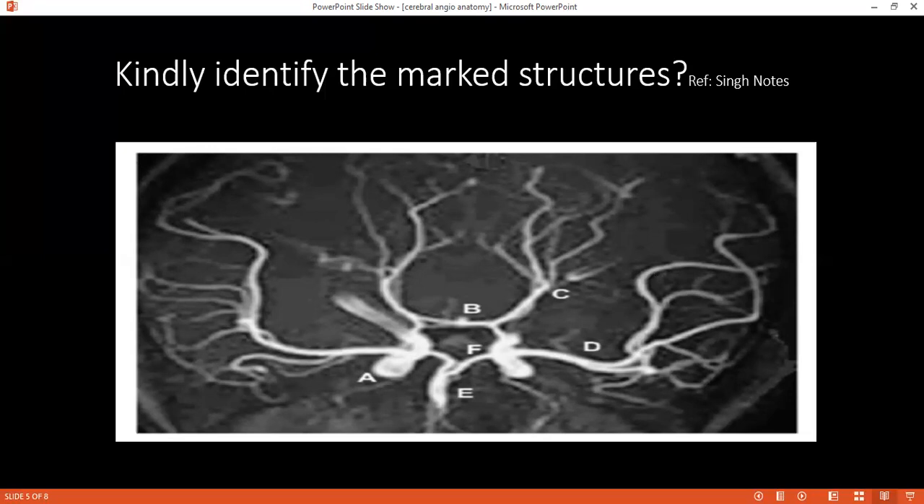What about in subarachnoid hemorrhage? Yes, also in subarachnoid hemorrhage, when you suspect it. Can you please now identify the structures? A is internal carotid artery. B is anterior communicating artery. C is anterior cerebral artery. D is middle cerebral artery. E is basilar artery, and F is posterior communicating artery. Okay, good.